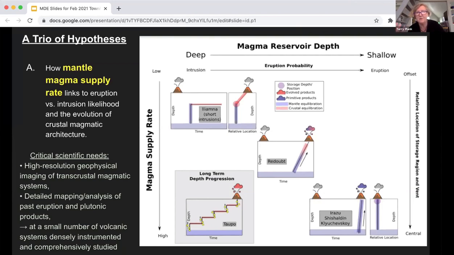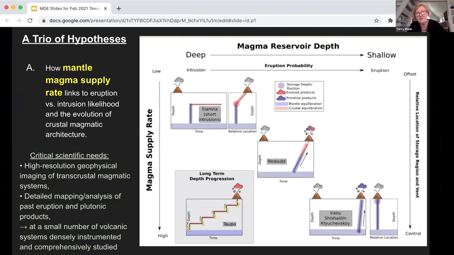And to me, this is the whole purpose of a big initiative like SZ4D, is to focus on the tough problems like how subduction leads to different magma supply rates that then create this cascading effect through the transcrustal system. So the critical scientific needs that we've identified to address this hypothesis involve high resolution imaging, detailed mapping, and importantly, for these high resolution and detailed mapping efforts, this would be a small number of volcanic systems. And therefore, our hypotheses are leading to how we're planning to approach them. And Pete's going to fill in more on where those approaches are going.